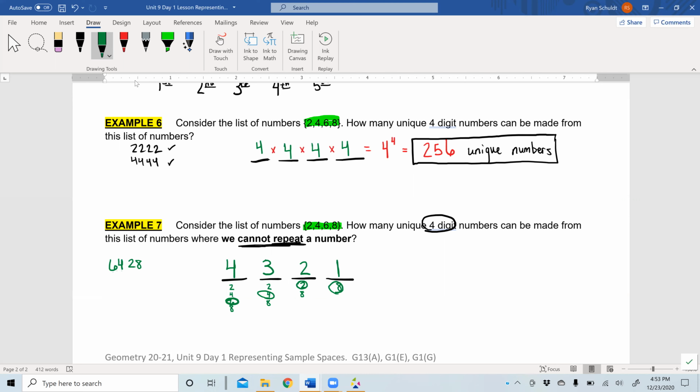How many numbers in total can I create like that? Well, multiply your values here. 4 times 3 times 2 times 1. That's going to be 24 numbers. That's how many total numbers I can create where no digits repeat. Notice the huge drop. All I did is change the fact that I can't repeat numbers the second time. And look, I went from 256 options to 24 options. Pretty big drop, isn't it?